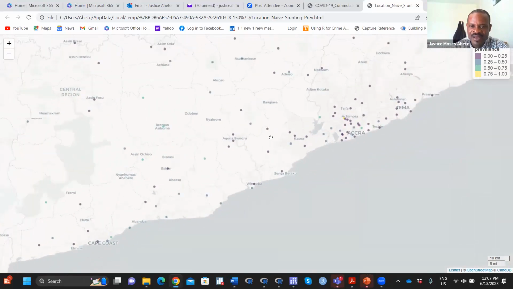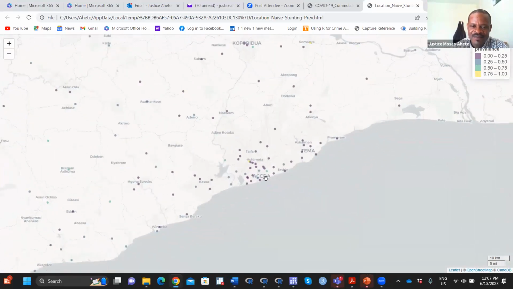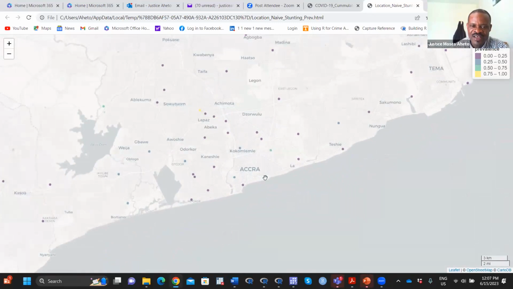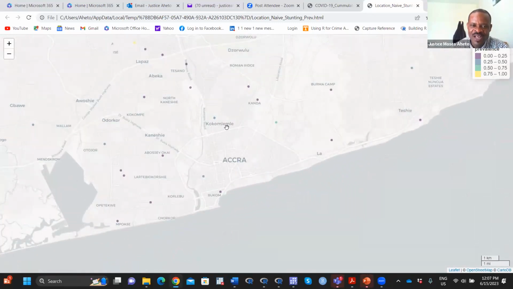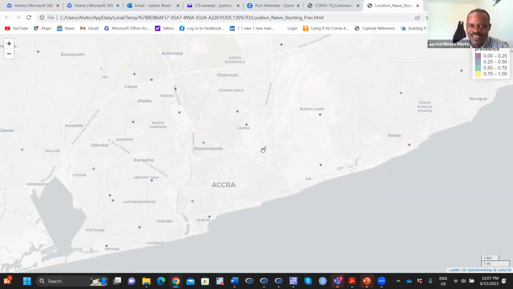We are around Accra here. This is Accra, okay? This is Greater Accra here. We are in Accra here. So you can zoom out and see even smaller towns like Kokomlemle, Kanda, La, Bamaka, Teshi, and all that, okay? So here you can tell if this is green, you can tell what the green is representing.